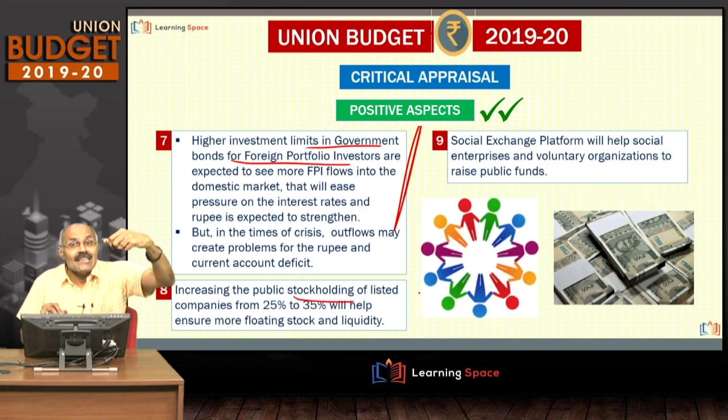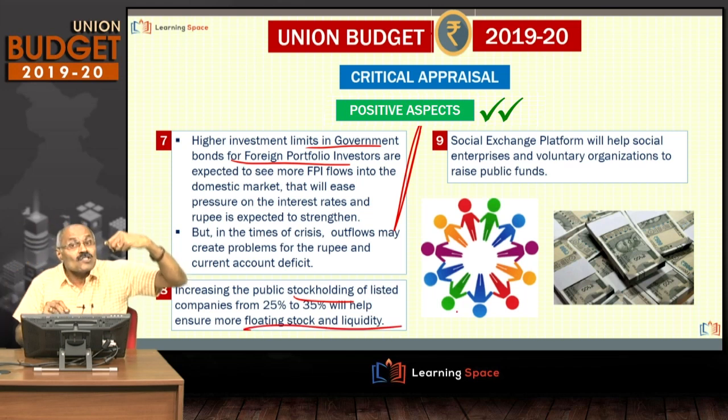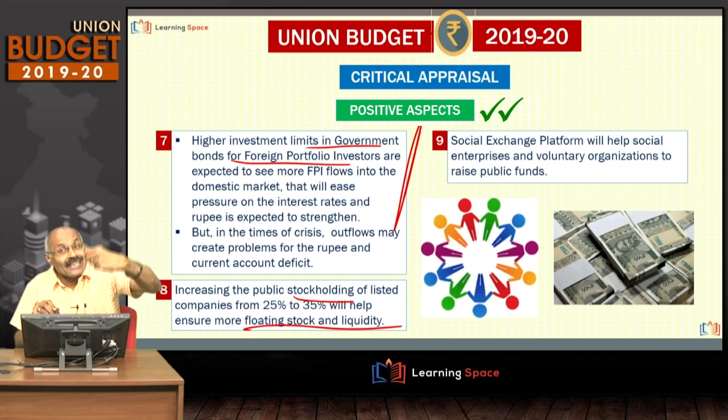Then increasing the public stock holding in the listed companies. When it is increased from 25% to 35%, what happens? It will have more stock for selling and buying, and it ensures liquidity, very, very important.